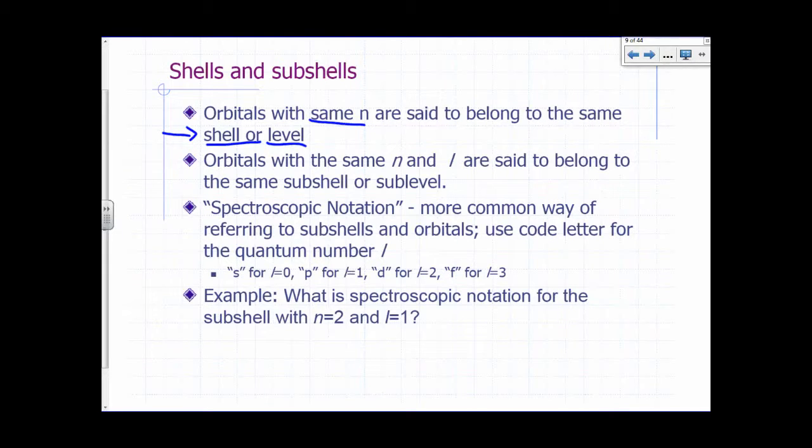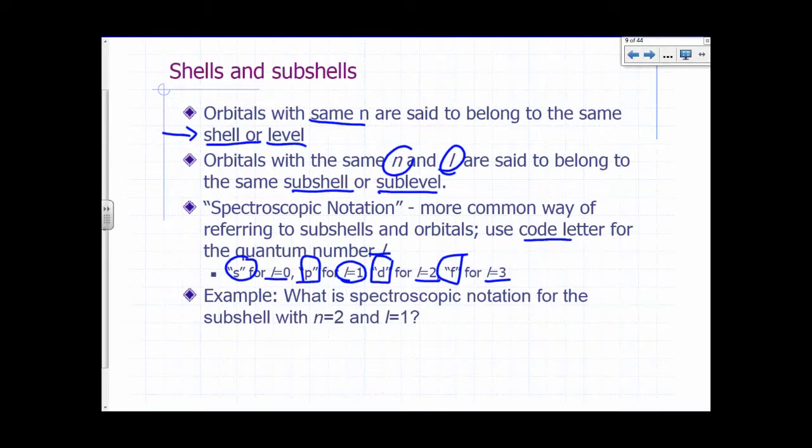Now orbitals with the same n and l are said to belong to the same subshell or sublevel. A more common way of referring to subshells and orbitals is to use a code letter for the quantum number l. Instead of saying l equals 0, we can say s orbital or s subshell. For l equals 1, we call those p subshells. For l equals 2, d subshells. For l equals 3, f subshells. That's called the spectroscopic notation.